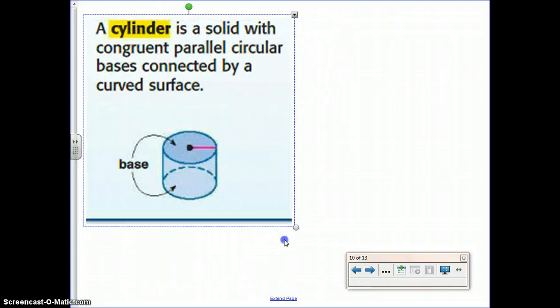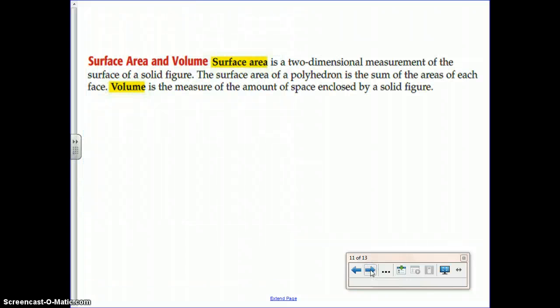A cylinder you should be familiar with. The bases are two circles, and it's connected by a curved surface, which when you unroll it forms a rectangle. Surface area, remember, is 2D. It's what we can touch that's flat. And volume is 3D, so it's going to be units cubed, and it's what fills a three-dimensional shape. So like how much water can you put into a can?